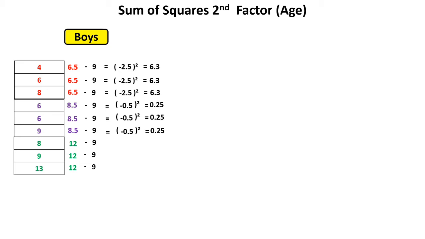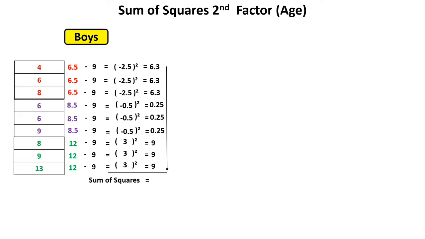Next is the 12-year-olds. So 12 minus 9 is equal to 3. Square 3, that is 9. Do that to the rest of the age group. Then, add everything up. This sums to 46.7.